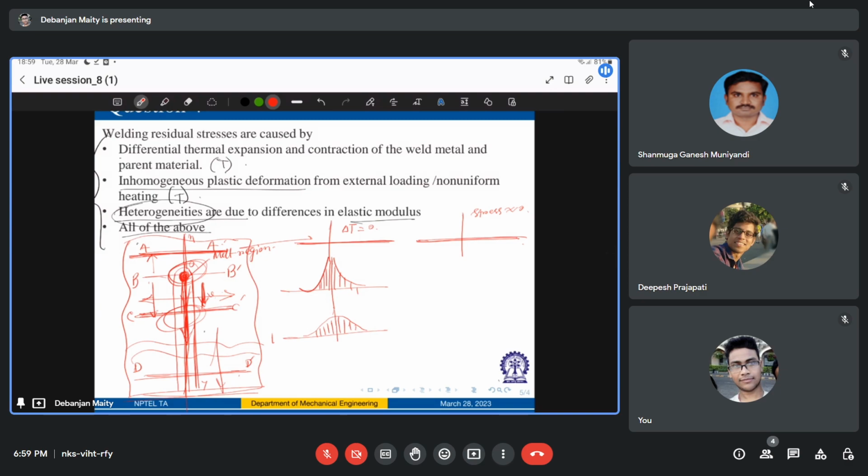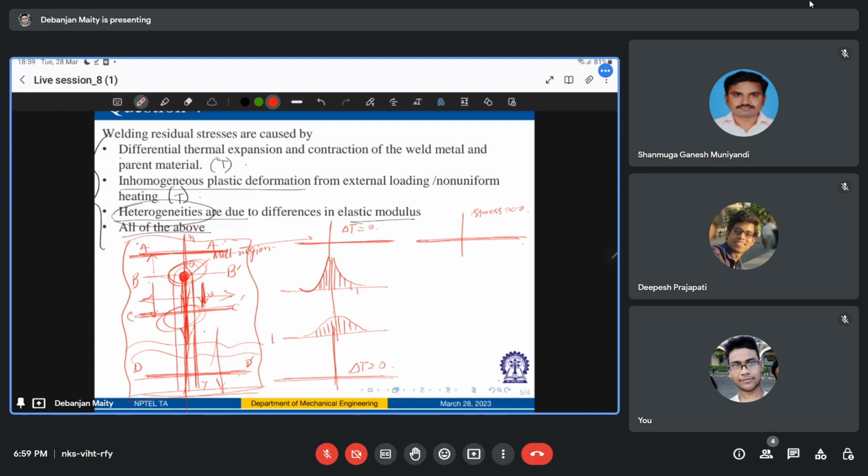And still further back along section DD, which is far away from this weld zone, the temperature distribution has dropped back to near what it was before welding began. So here also there will be no temperature gradient as such.